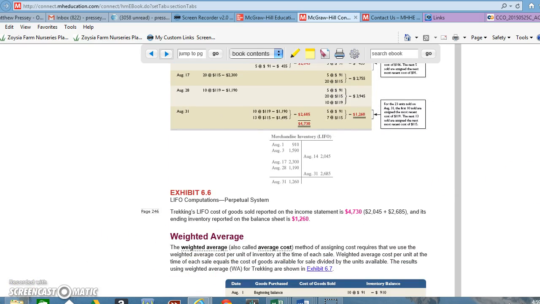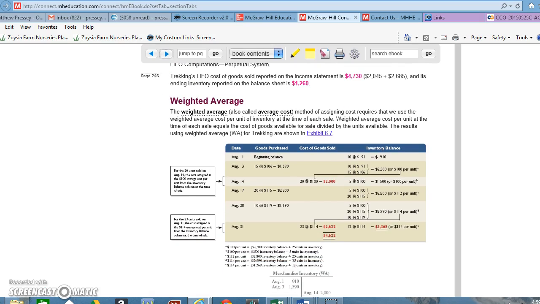Further on down here, we get into a weighted average. It's basically the average of both LIFO and FIFO. So make sure that you understand all three of these concepts as we move through the chapter.